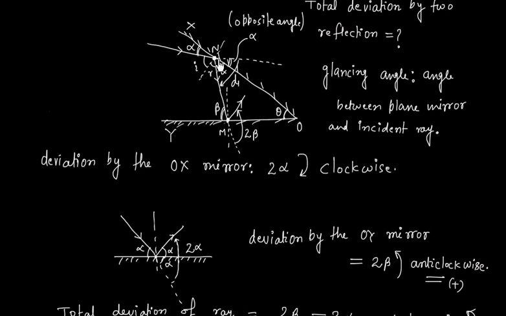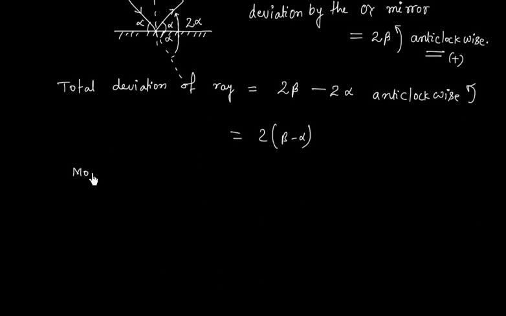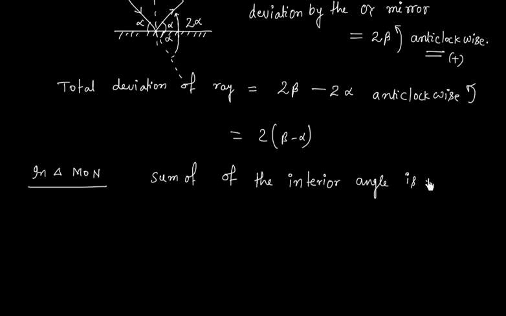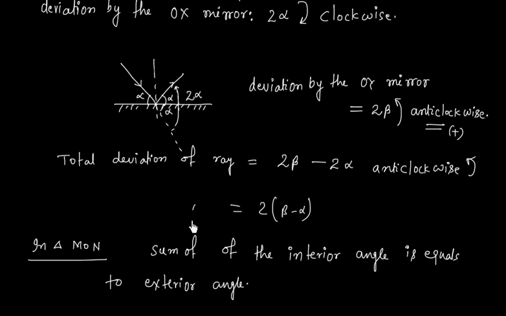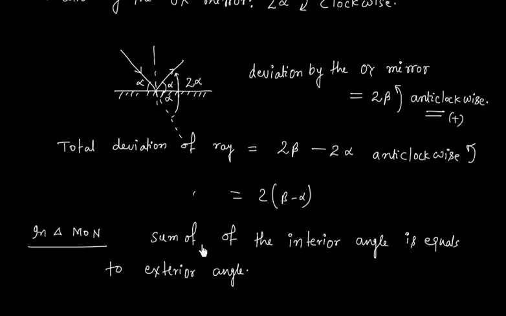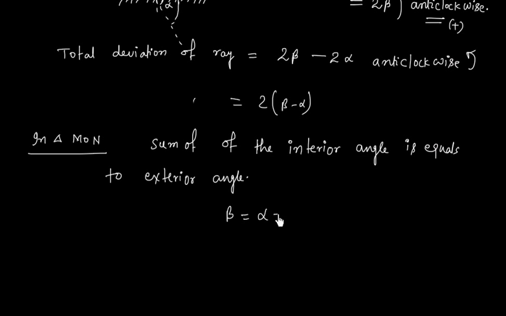So in triangle MON, we can say the sum of the interior angles is equal to the exterior angle. So in this case, beta is equal to alpha plus theta. So beta minus alpha is equal to theta. Let us plug this value into equation 1.